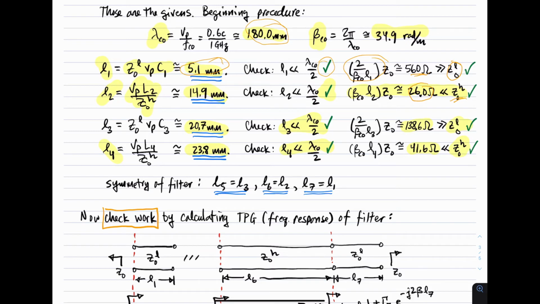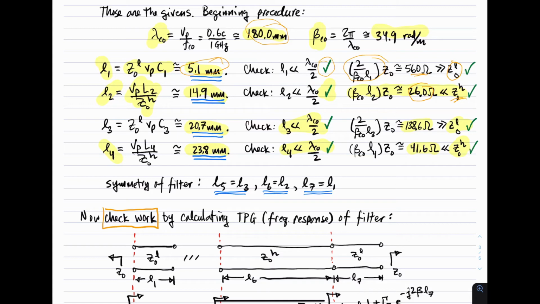Here you can see we're starting to get close to violating this approximation, right? 41.6 ohms is about a third of 120 ohms. Factor of 3, is that much, much less? Not certain, but we can try it and see what happens. I'll tell you in this case, it's good enough.